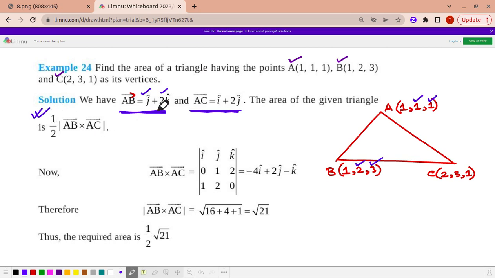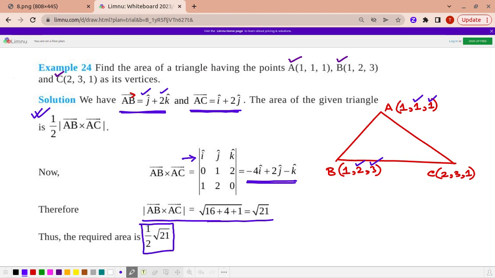So we found the vector AB and the vector AC, and we can find AB cross AC in component form by the value of this determinant, as you see here. This is the value we got, and then we find the mod of this, which is square root of 21. So you should divide by 2 to get the corresponding area of the triangle. I hope you got it very clearly.